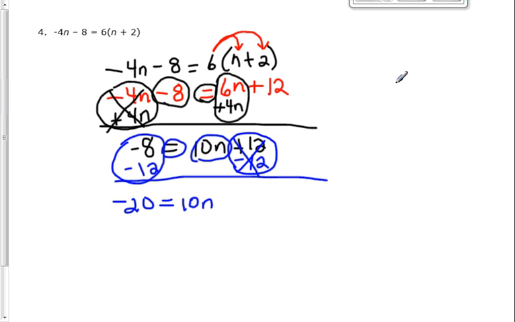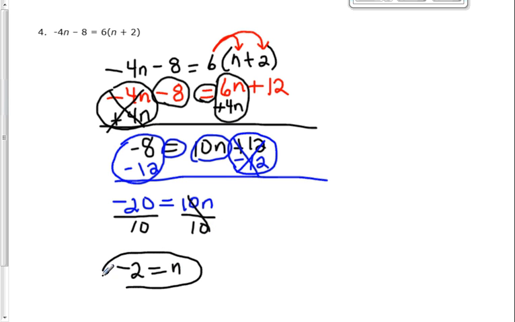The opposite of multiplying by 10 is to divide by 10. If I do it to one side, do it to the other side. So negative 20 divided by 10 is negative 2, is equal to 10 divided by 10 has gone away. It leaves me with n. So n is equal to negative 2.